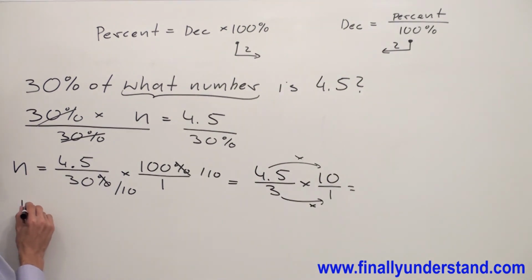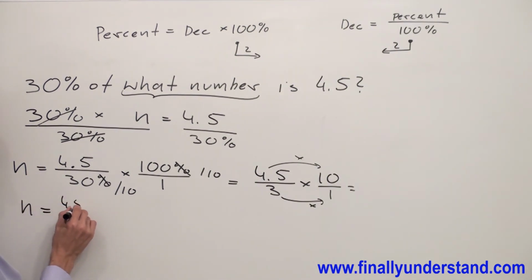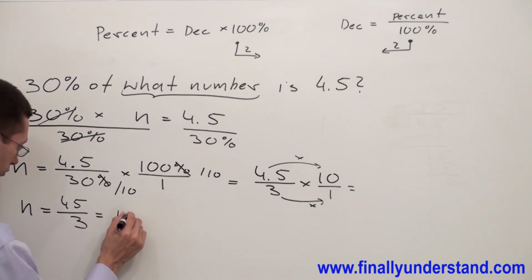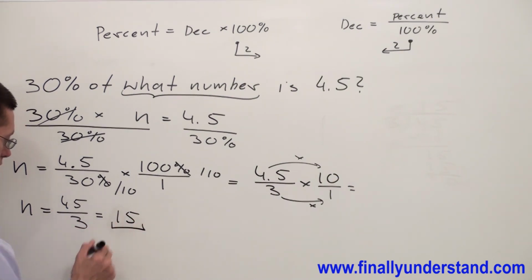4.5 times 10 is equal to 45. And 3 times 1 is 3. 45 divided by 3 is equal to 15. This is the solution to my problem.